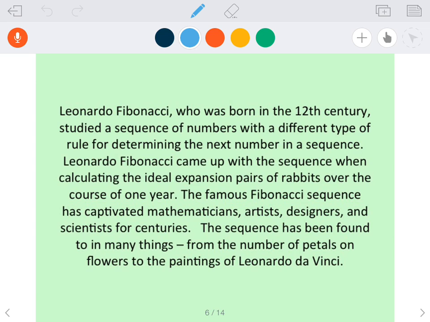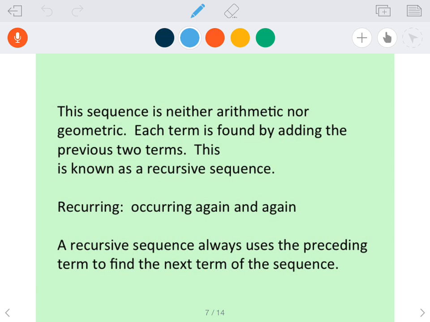The sequence has been found in many things, from the number of petals on flowers to the paintings of Leonardo da Vinci. This sequence is neither arithmetic nor geometric. Each term is found by adding the previous 2 terms. This is known as a recursive sequence. Recurring meaning occurring again and again. A recursive sequence always uses the preceding term to find the next term of the sequence.